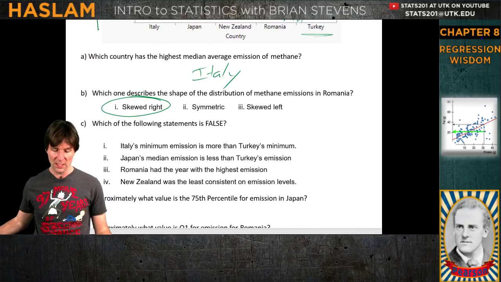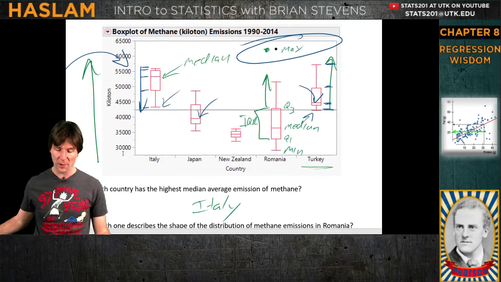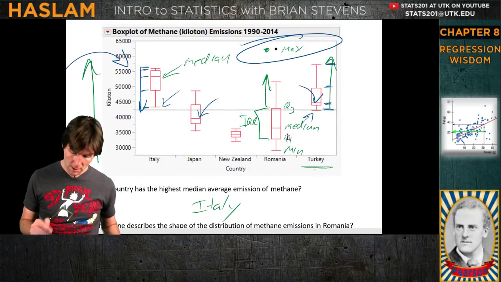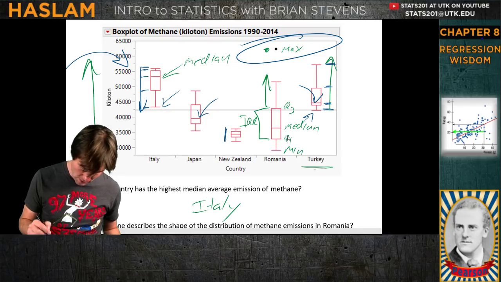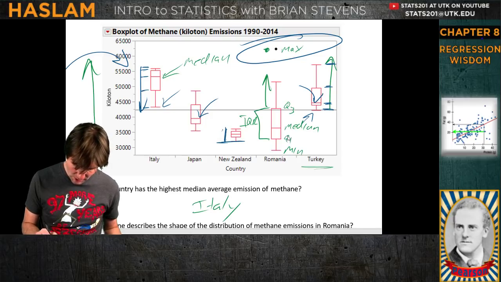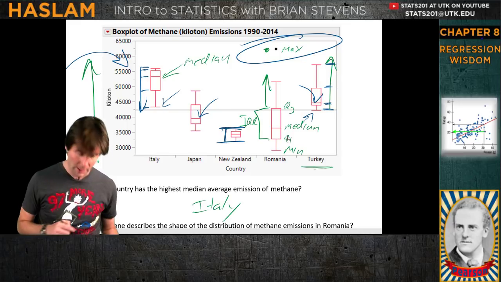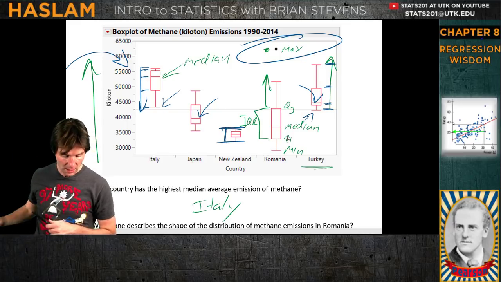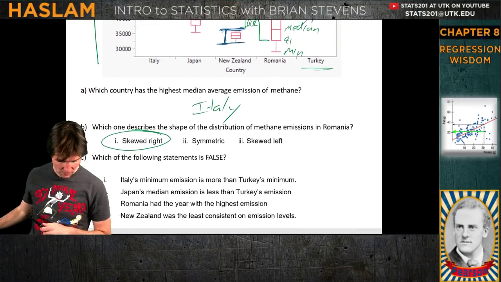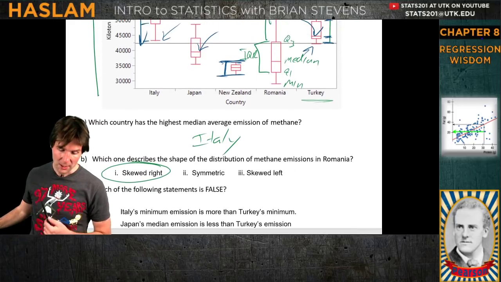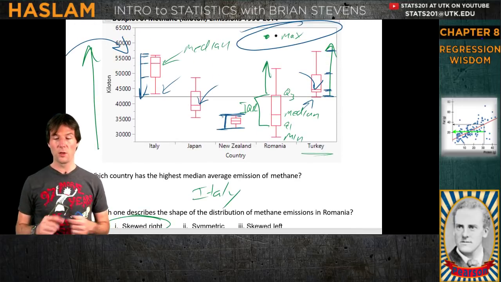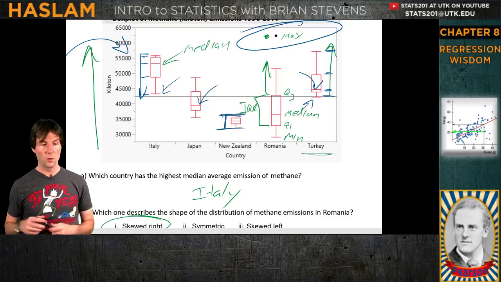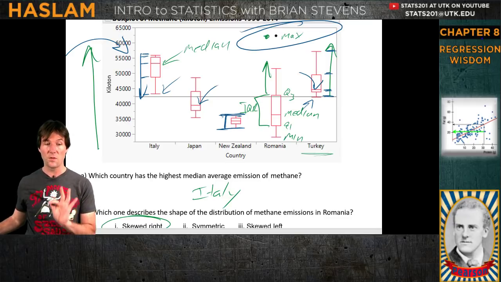New Zealand was the least consistent, and I would say had the least variation. New Zealand is the most consistent. I'd probably say has the least amount of variation. New Zealand has the least amount of variation is a true statement. Was it said is the least consistent, did it say? Let me double check the wording. It's the most consistent. So their emissions are very consistent. So the statement of least consistent is false.